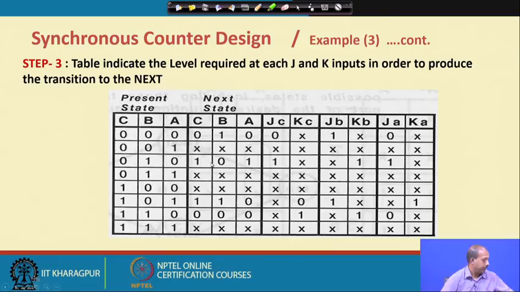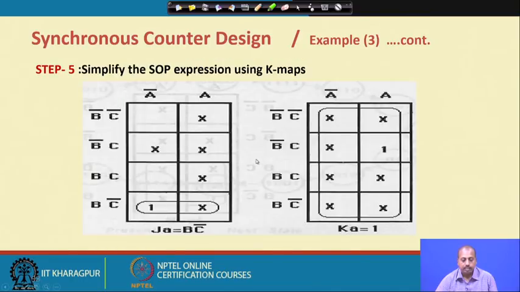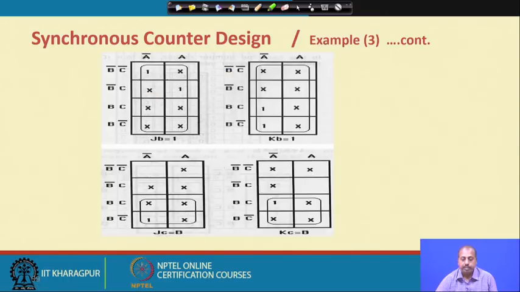Similarly, we can have 100 and this is do not care. So, they are all going to be do not cares. This way we can put these do not cares into the JA, JB, JC, KA, KB, KC columns, and accordingly we can do minimization and get the final circuit. So, you can design the logic circuit for this. We just write down this table again and then do minimization as we have done previously, and then we can make the final circuit.